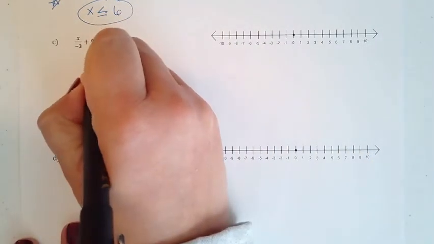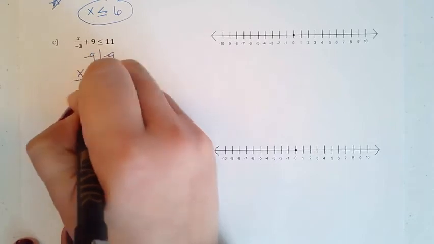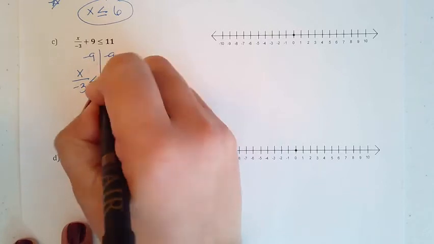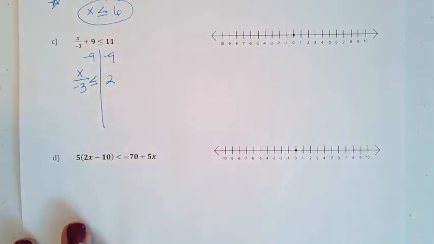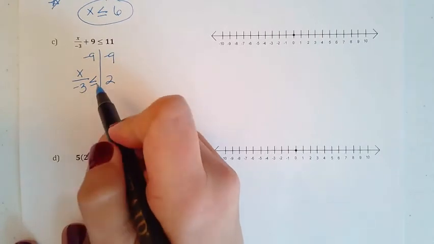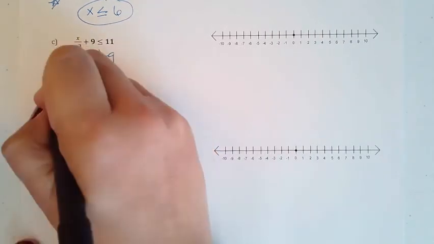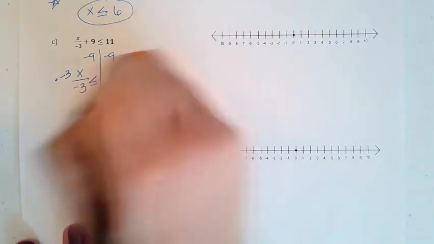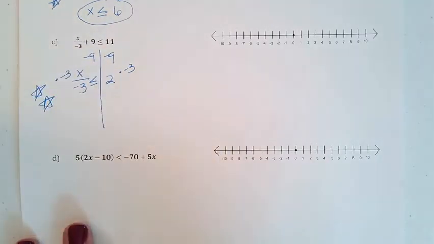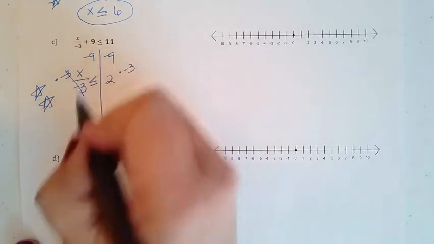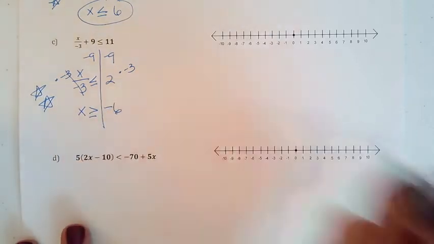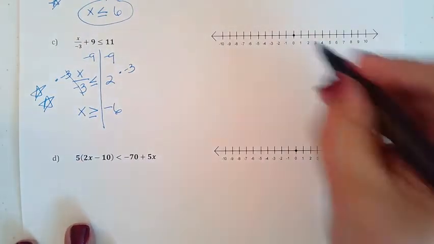I'm going to subtract 9 from both sides, and I'm left with x divided by negative 3 is less than or equal to 11 minus 9, which is going to be 2. And then I have to undo this division. We're not as used to doing this, but undoing division is the same as multiplying. So I'm going to multiply both sides by negative 3, and here we go. We have to repoint our sign. And so these cancel, and I'm left with x is not less than or equal to, but greater than or equal to negative 6. And then I graph.